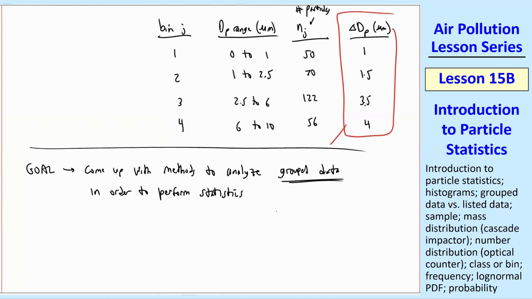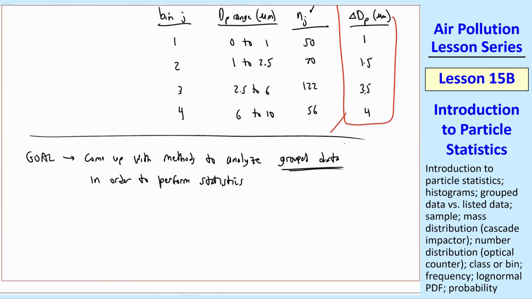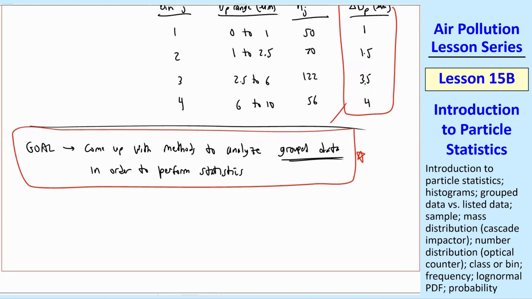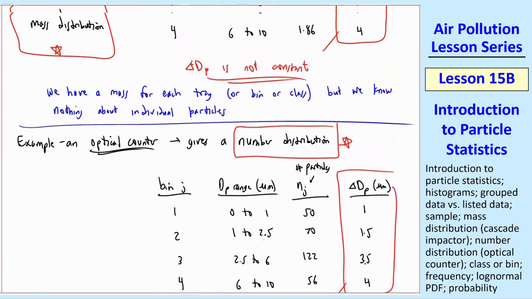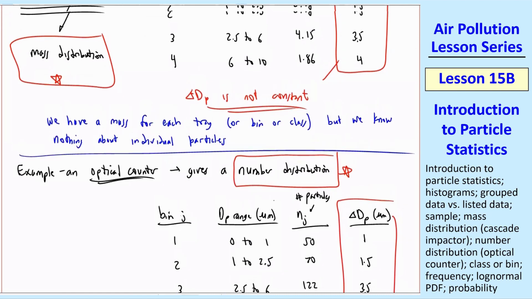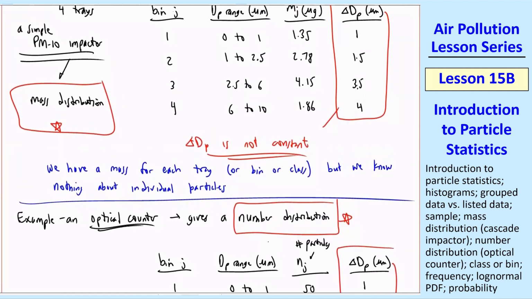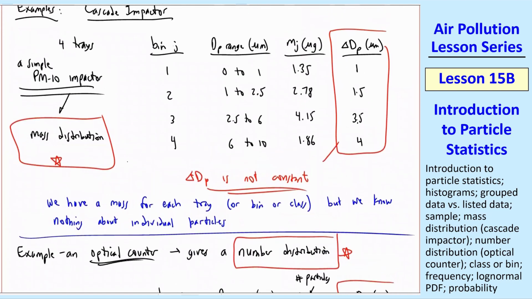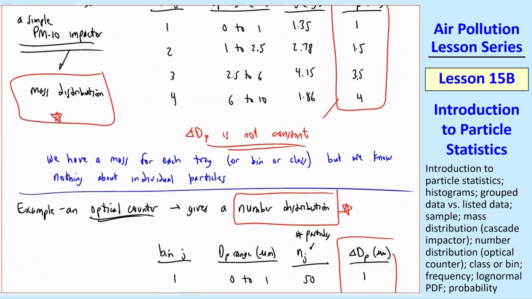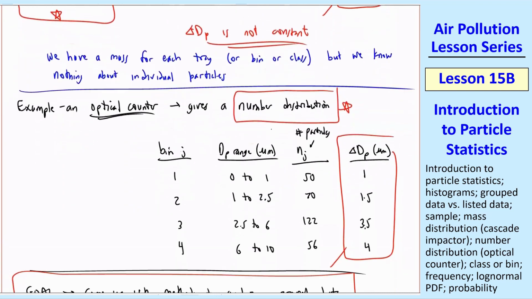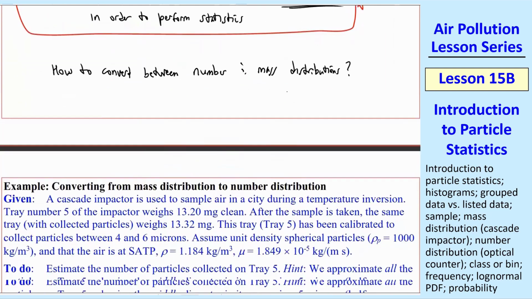This is pretty much what we'll do for the rest of the semester. Before I do more statistics, I wanted to illustrate that sometimes we have an optical counter and we get a number distribution, but we need to analyze a mass distribution, or vice versa. We may have a mass distribution and we want to change that to a number distribution. This is best illustrated by an example.